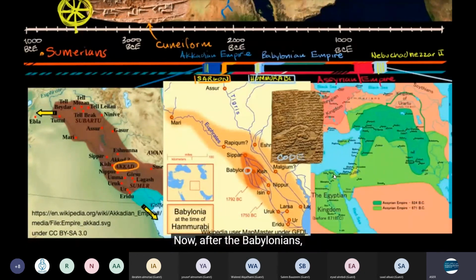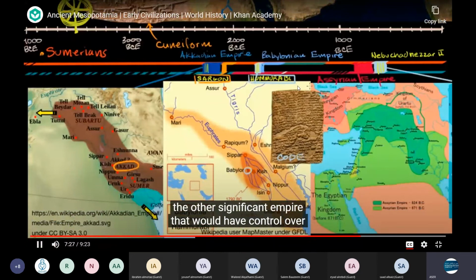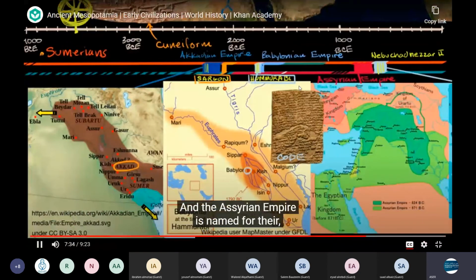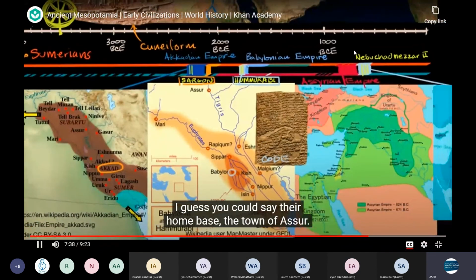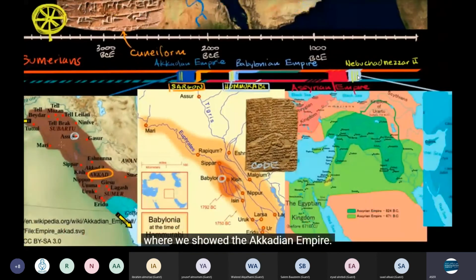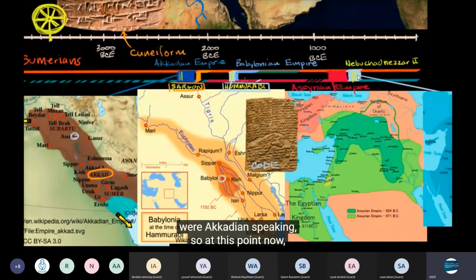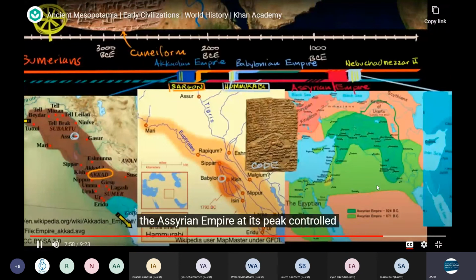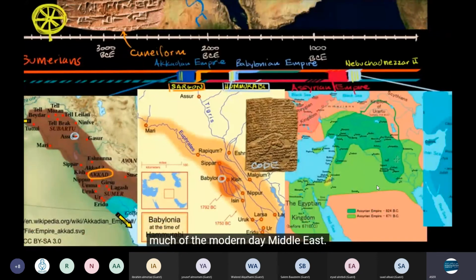Now, after the Babylonians, the other significant empire that would have control over significant portions of Mesopotamia is the Assyrian Empire. And the Assyrian Empire is named for their home base, the town of Assur. You can see it in this map here where we showed the Akkadian Empire. And both the Babylonians and the Assyrians were Akkadian speaking. So as we get into the later Assyrian period, we'll start to have Aramaic be a more significant language, another Semitic language. But as you can see here, the Assyrian Empire at its peak controlled much of the modern day Middle East.